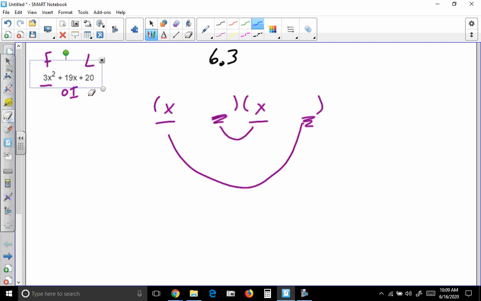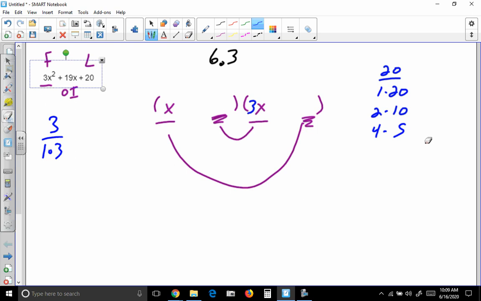So to get 3x squared, the good thing about 3 is that 3 is prime. It's just 1 times 3, so we can have 1x times 3x. 20 is either 1 times 20, 2 times 10, or 4 times 5.